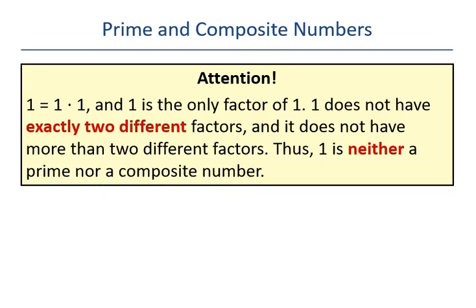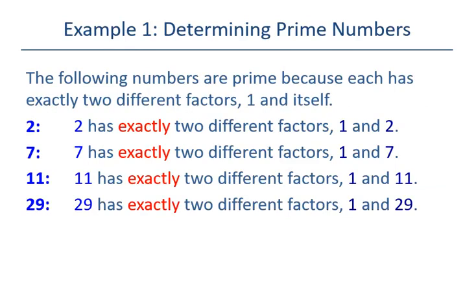So continue on. Just use an example that they give us. Example 1, determining prime numbers. The following numbers are prime because each has exactly two different factors, 1 and itself, being whatever number you've chosen. 2 has exactly two different factors, 1 and 2, because 1 times 2 equals 2. 7 has exactly two different factors, 1 and 7. 11, same thing, 1 and 11. And 29, 1 and 29. And there are infinitely many prime numbers.